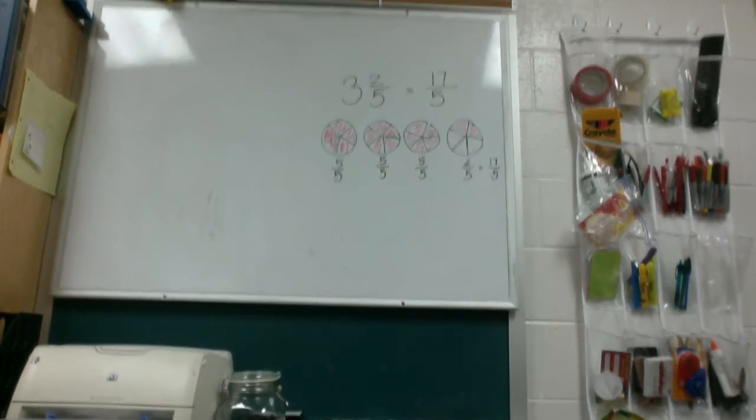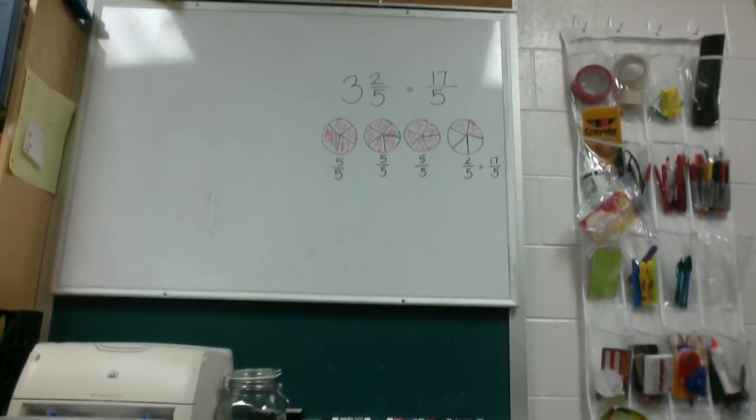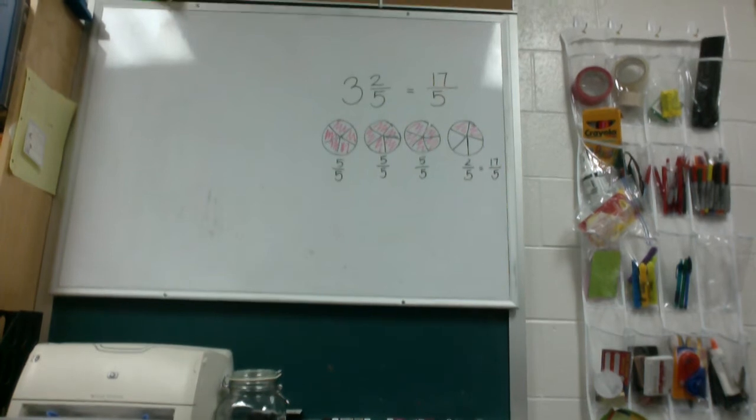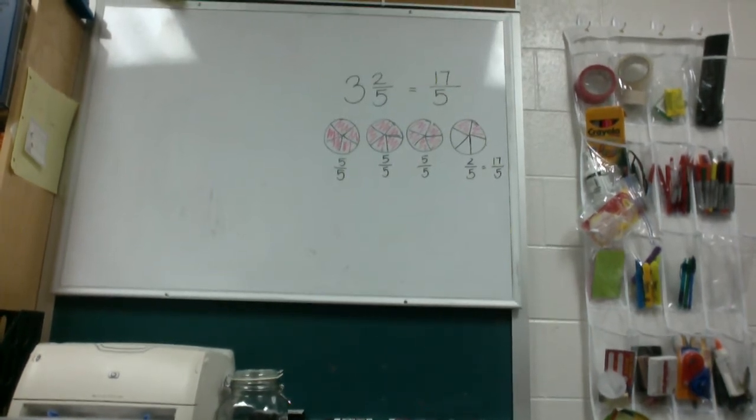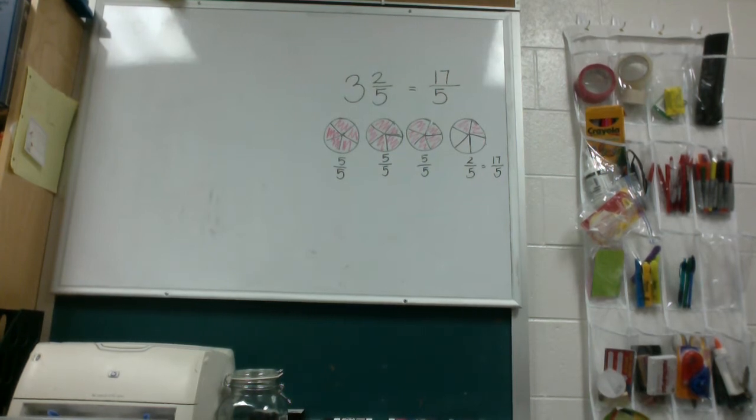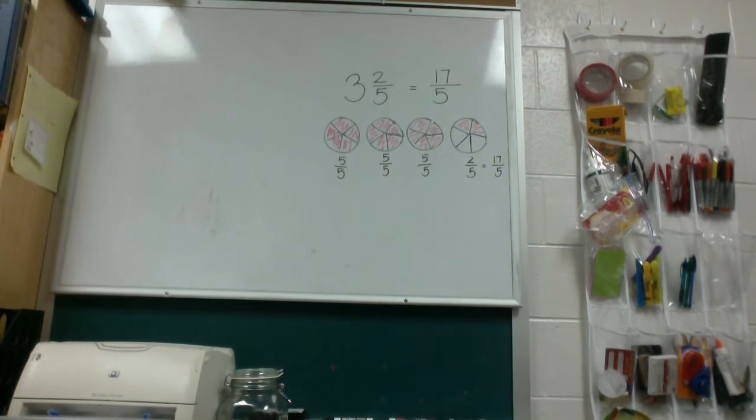Okay, today we're going to look at the TI-15 calculator function that helps us change improper fractions to mixed numbers or mixed numbers to improper fractions. As you can see up on the board there, I started with the mixed number 3 2/5. I know that means 3 wholes and 2/5 of another. And my improper fraction is 17/5.